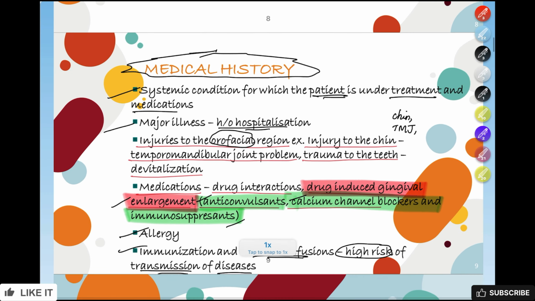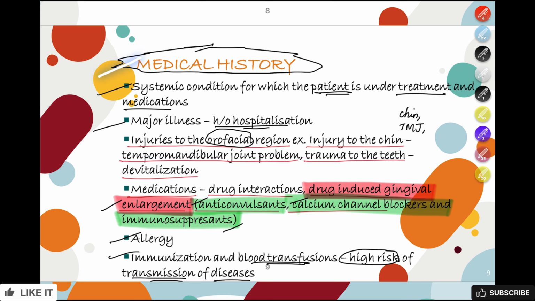Next is the medical history. Medical history is important as we need to know the systemic conditions for which the patient is under treatment, and medications. What should we include in the medical history? Any major illness or history of hospitalization, injuries to the orofacial region, for example injury to the chin, temporomandibular joint problem, trauma to the teeth, devitalization. What medications are going on?